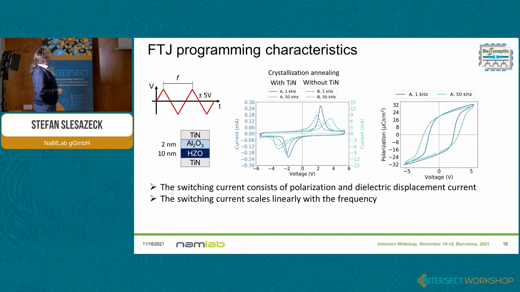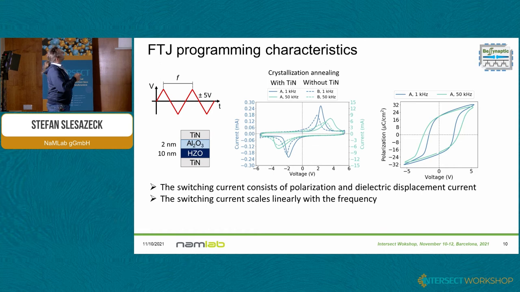So when looking at the programming characteristics, typically we apply such a triangular voltage waveform as shown on the upper left graph. For example, to such a typical device, 10 nanometer ferroelectric HZO and a 2 nanometer aluminum oxide tunneling barrier sandwiched between 2 titanium nitride electrodes. And if we perform this measurement, we measure the current, and in the center we see the resulting IV characteristics. And first of all, what we always see is this plateau here. This comes from the dielectric background. So we have just the displacement current, and then we also observe the switching peaks of the ferroelectric switching. And in this graph, we also measured at two different frequencies.